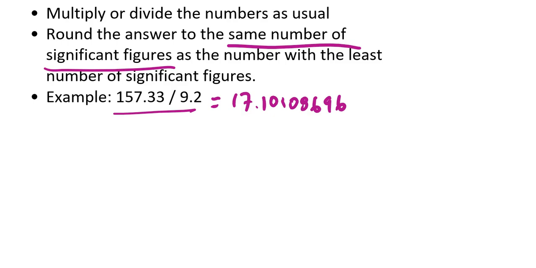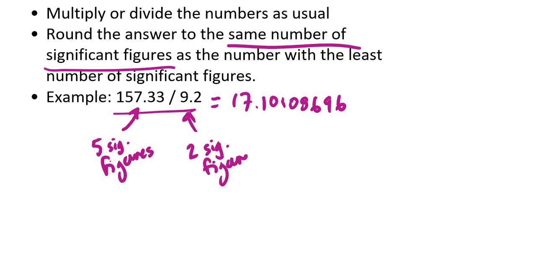Okay? Now, I would never want to see a number like this reported, whether you're taking a test for me or if you're giving me a lab report. Please do not give me a giant string of numbers because they all showed up on your calculator. You should use the rules of significant figures. And if we take a look at the numbers that we used to carry out this math, well, 157.33 has 5 significant figures. But 9.2 has 2 significant figures.